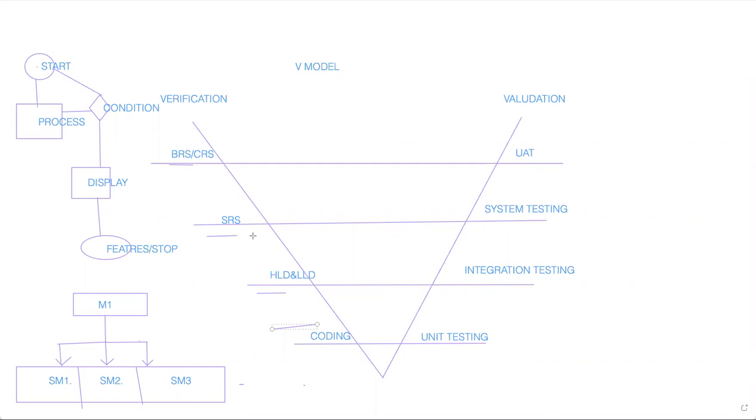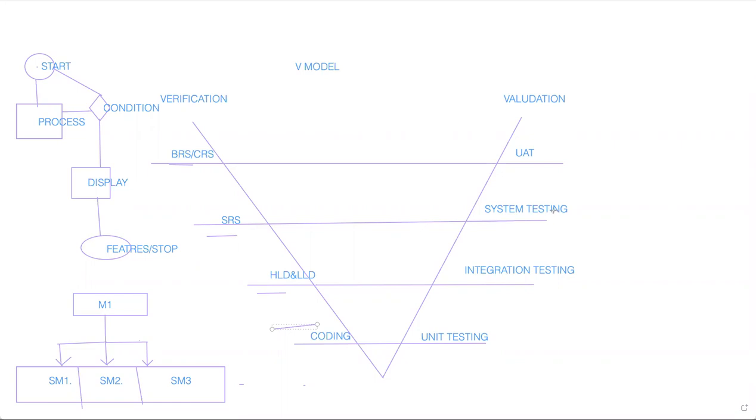Okay, so where did I stop? As part of validation, unit testing, integration testing, system testing, and UAT will come into the picture. All these levels of testing come under the validation part.